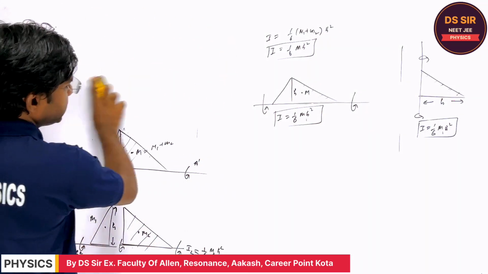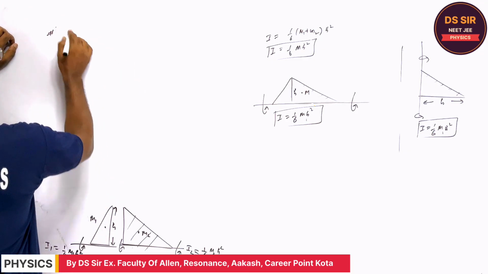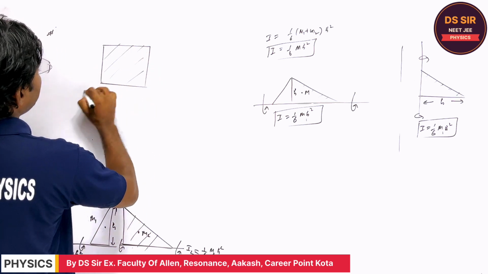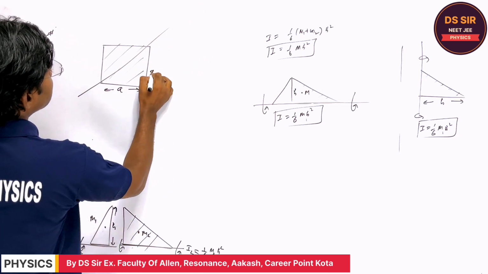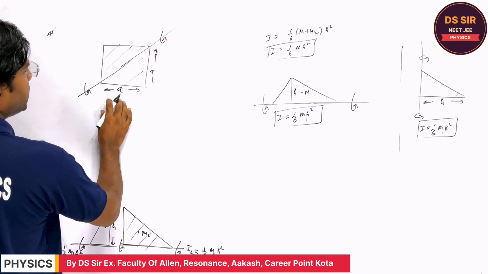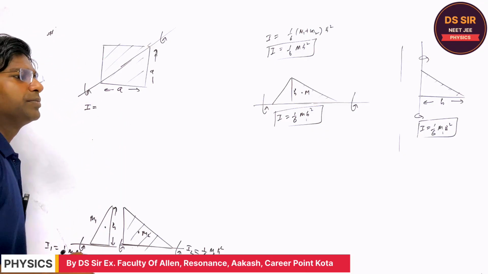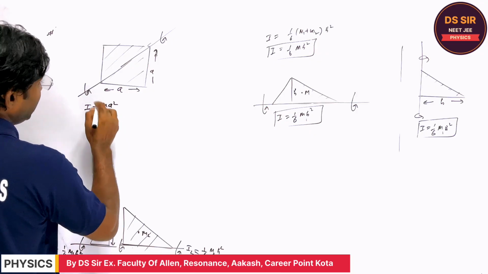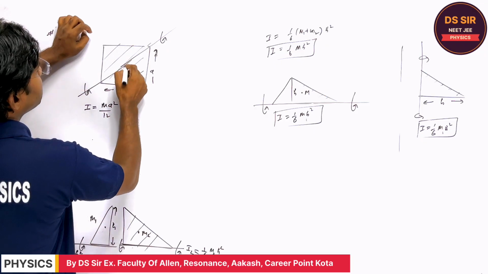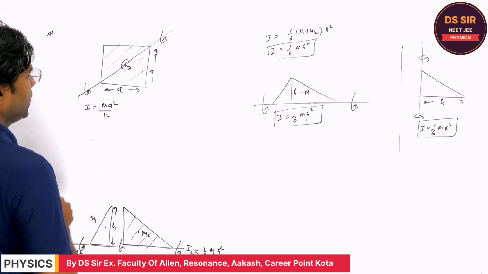So if you know this 1 by 6 mh square, yesterday I have given you the questions. Listen one thing. Suppose it is the square plate. If this is the square plate, the side is A. You are able to explain the moment of inertia about the diagonal. What was that? What is the moment of inertia about the diagonal? Ma square by 12. Because what is the moment of inertia about this? Ma square by 6. You have to remember in this way.